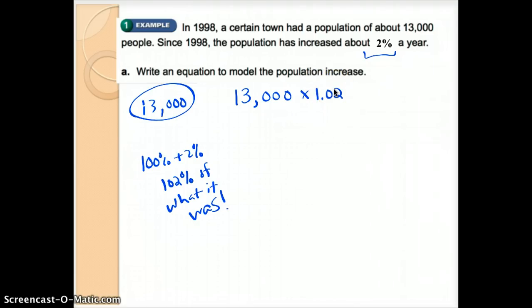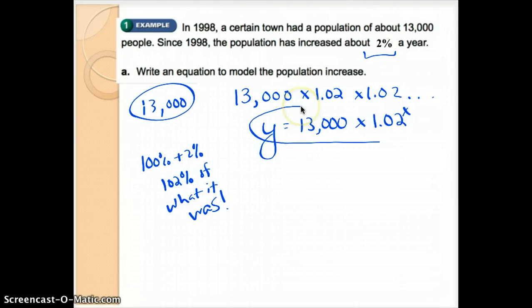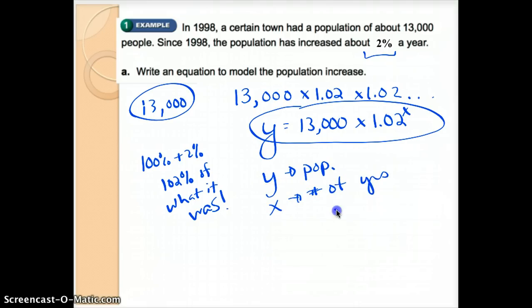And if I wanted to figure out what it's going to be the year after that, I'd multiply that answer by 1.02, etc. So it looks like a good equation might be y, if y means my population, equals 13,000, my starting amount, times 1.02, which in this case is my growth factor, to the x. If y is my population, as I said, and x is the number of years after 1998, because that's what we had last time.